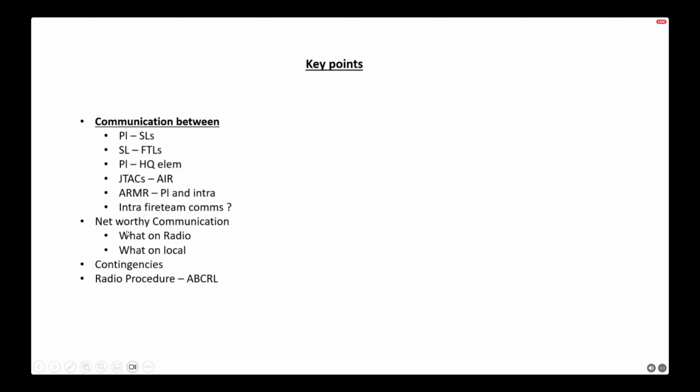Next, you need to understand what is a net-worthy communication. What you're about to say, is it required to be called out on the radio, or are you fine calling it out over the local?